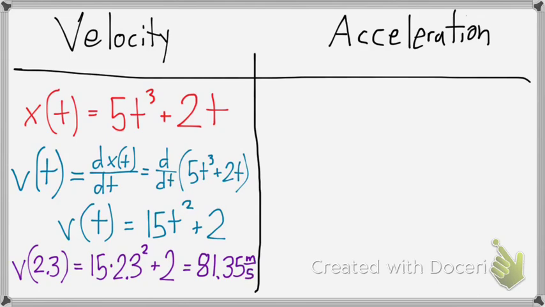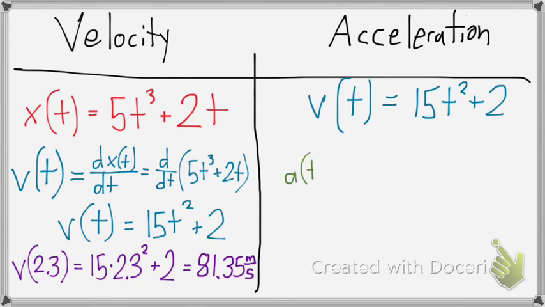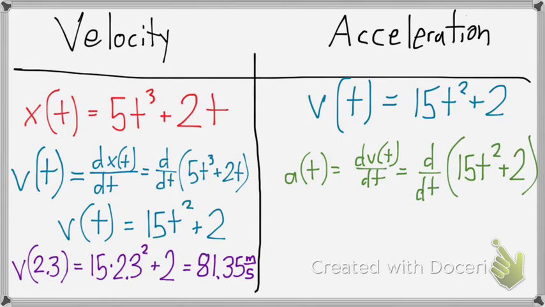And now I can do the same thing over here with acceleration. I already know the velocity function, and I also know that acceleration, as a function of time, is simply the derivative of the velocity function with respect to time. Again, it's a pretty simple derivative to take, and so ultimately I end up with an acceleration function of 30 times t.